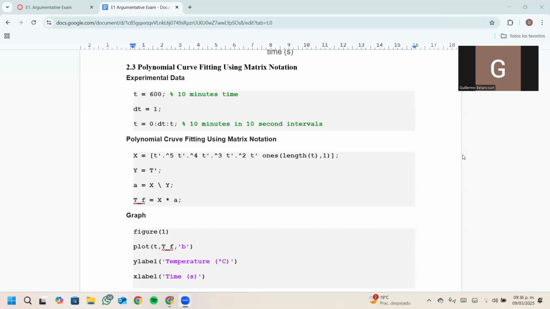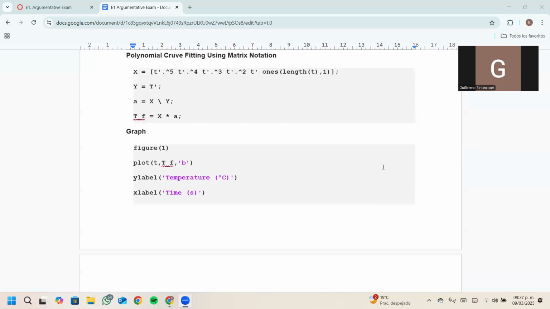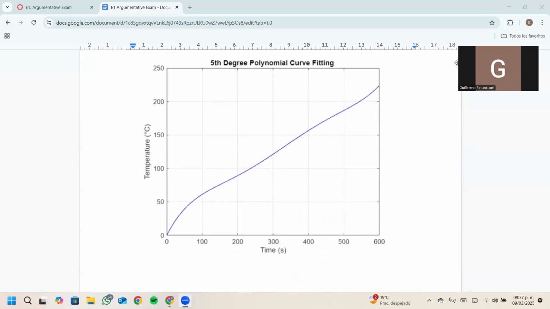And the next code performs a fifth degree polynomial fit to experimental temperature data over time. First, it generates the time vector and constructs the design matrix with powers of t. Then it solves the least squares system, Xa is equal to y, to determine the polynomial coefficients. And finally, it evaluates the fitted model and plots the resulting curve, allowing visualization of the temperature trend over time. This is the graph.